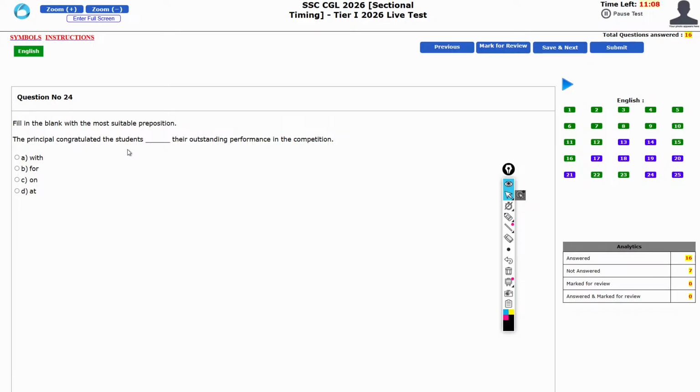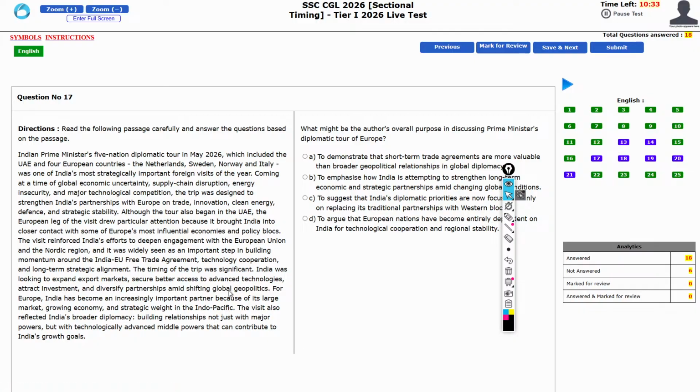The principal congratulated the students on his genius and innovation, dash, securing him a place among the greatest composers. His genius and innovation have been securing him a place among greatest composer, have been, never has, never was securing him. So the RC I will do first.